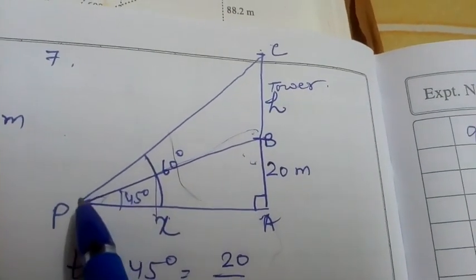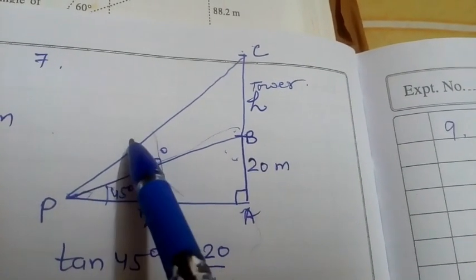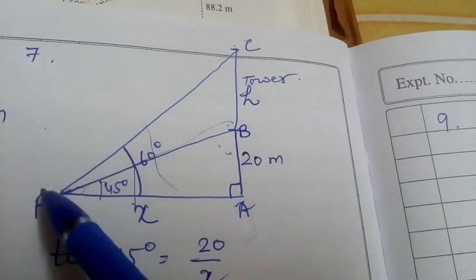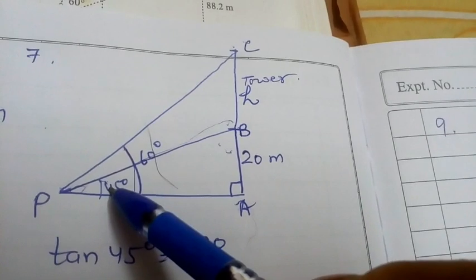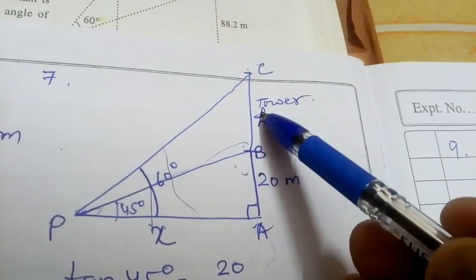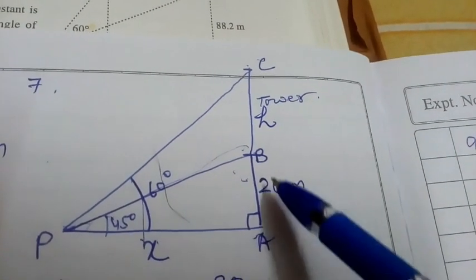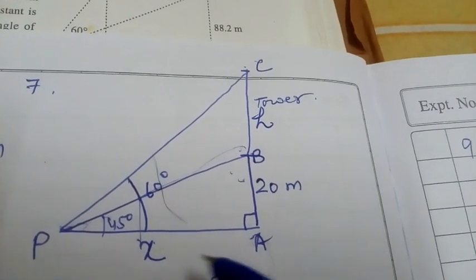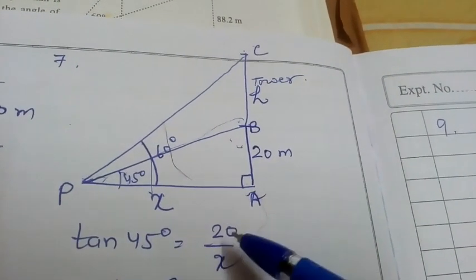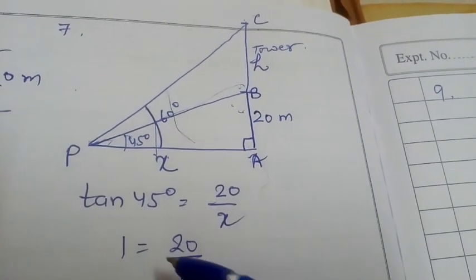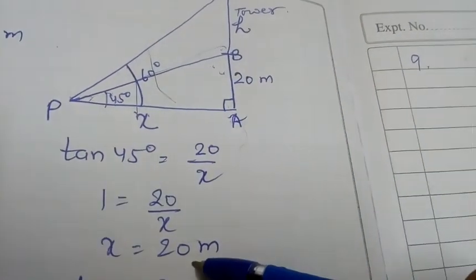The angle of elevation of the building top is 45 degrees at distance x, and the angle of elevation of the top of the tower is 60 degrees. Find the height of the tower. The angle A equals 90 degrees. In this figure, in triangle BAP, tan 45 degrees equals perpendicular by base. Tan 45 equals 20 upon x. Tan 45 equals 1, so 1 equals 20 upon x. Here x equals 20 meters.